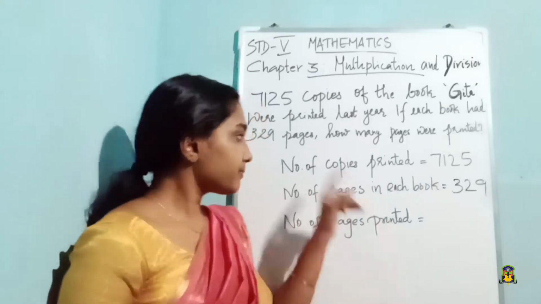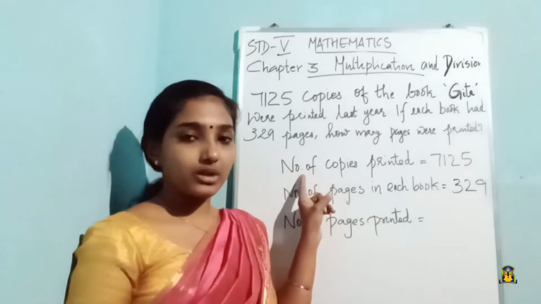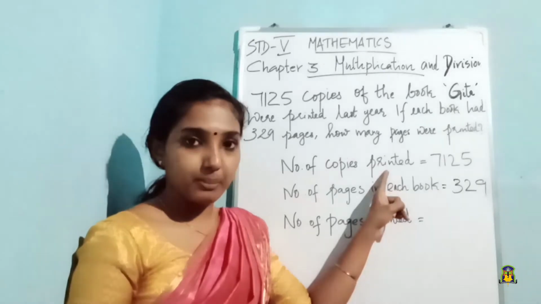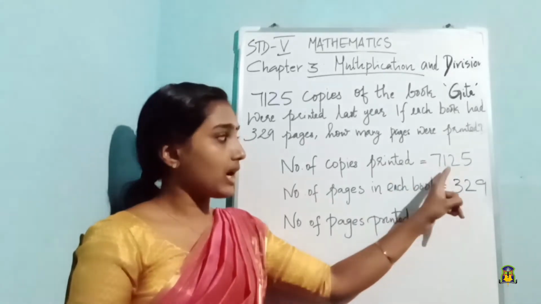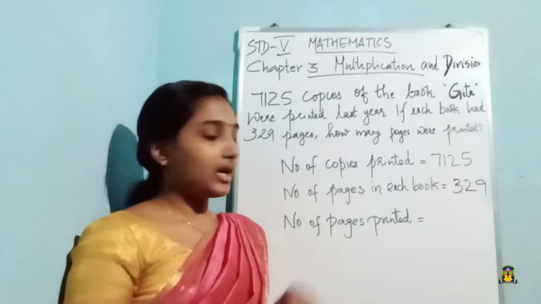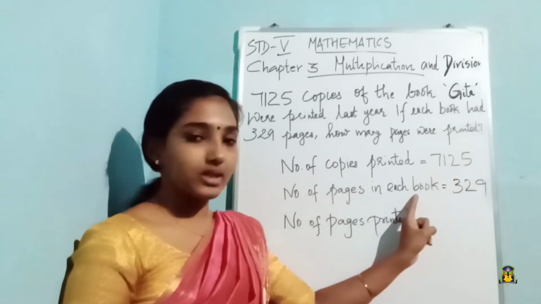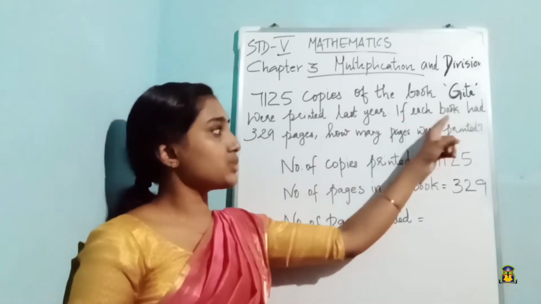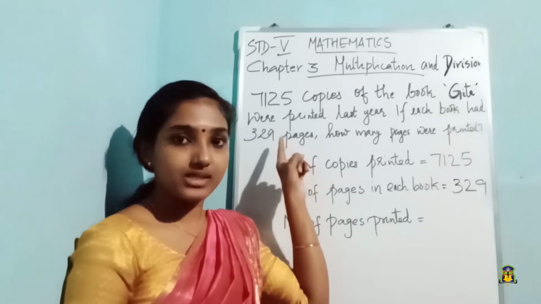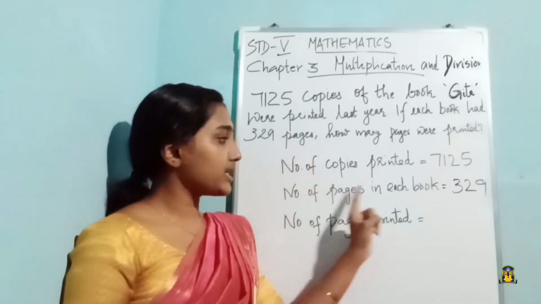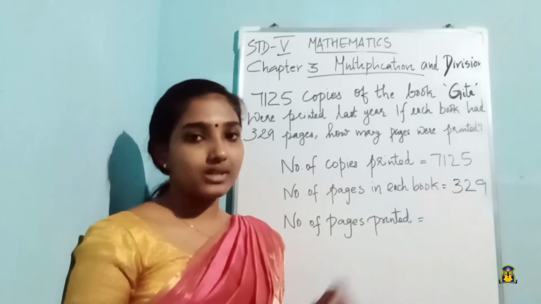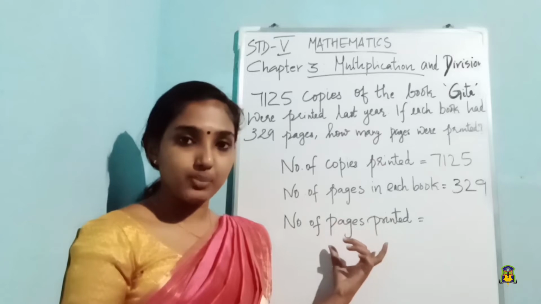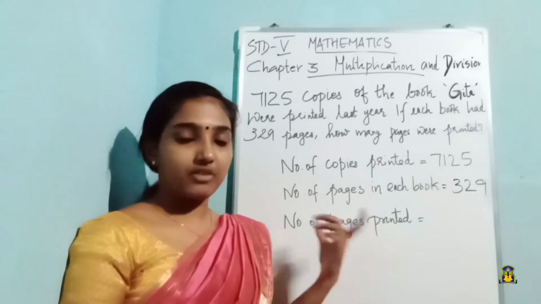Okay, so here we have to list down what all things are given in the question. The number of copies printed is given, and it is 7,125. And also the number of pages in each book is given. If each book had 329 pages, it is given in the question. So the number of pages in each book is 329. Okay, so what do we have to find? We have to find the number of pages printed.